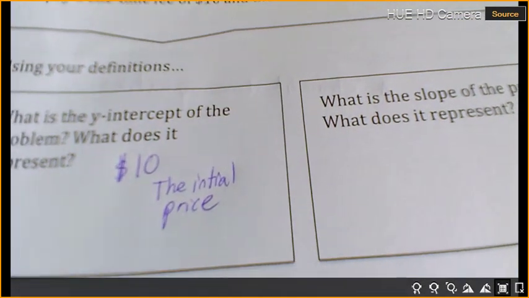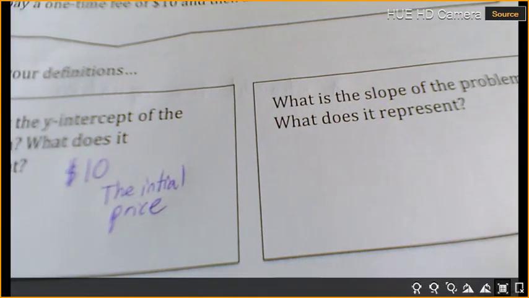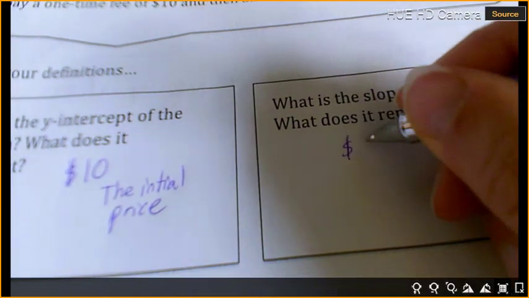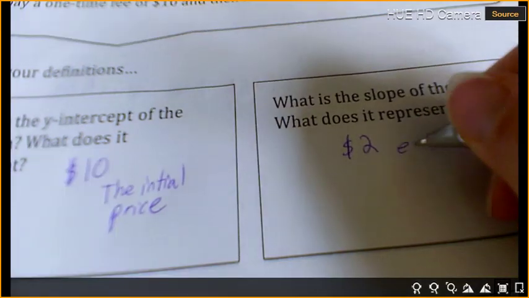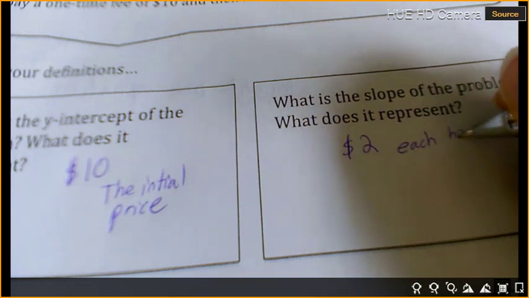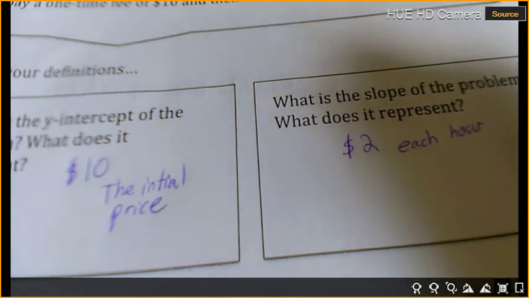What is the slope of the problem? What does it represent? $2. Okay? Because each hour it changes. We multiply it. Each hour, he will pay $2 more.